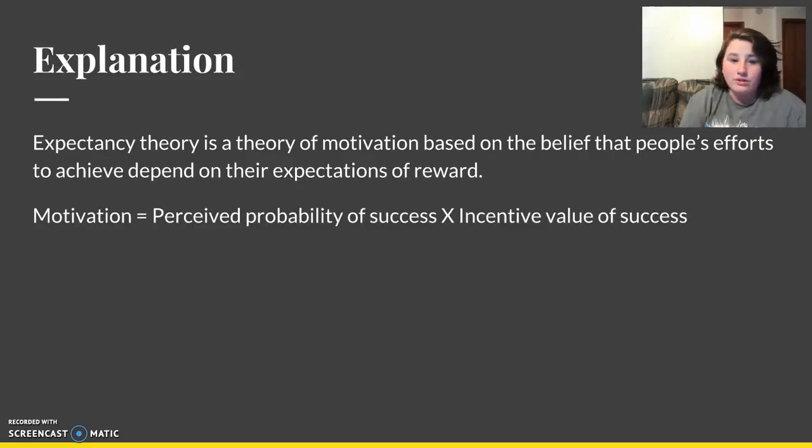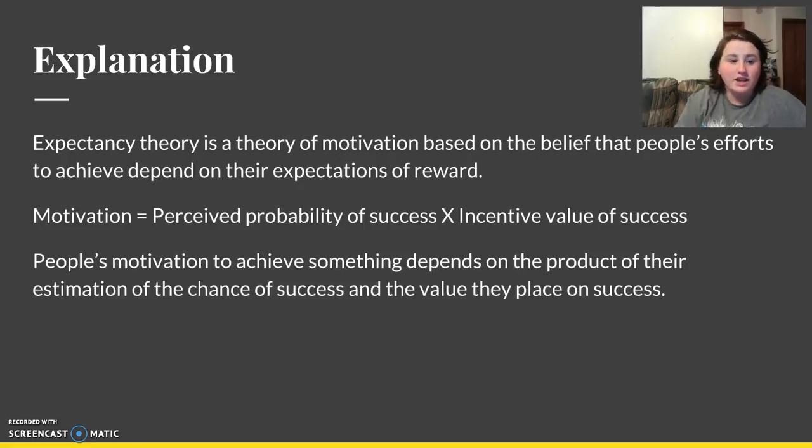The book that we are using gives us a formula. Motivation equals perceived probability of success times the incentive value of success. And so what that means is people's motivation to achieve something depends on the product of their estimation of the chance of success and the value that they place on success.